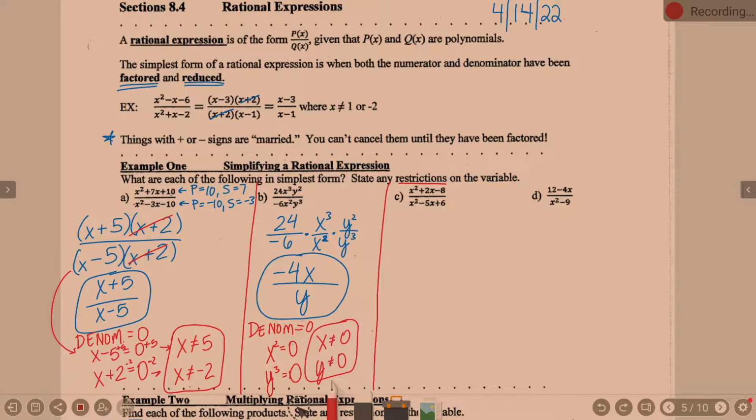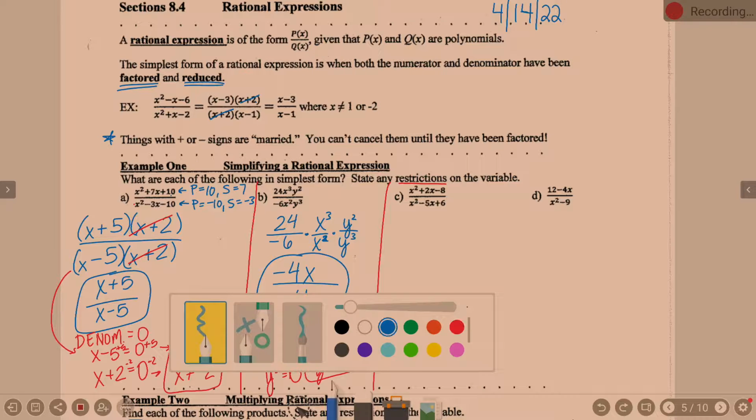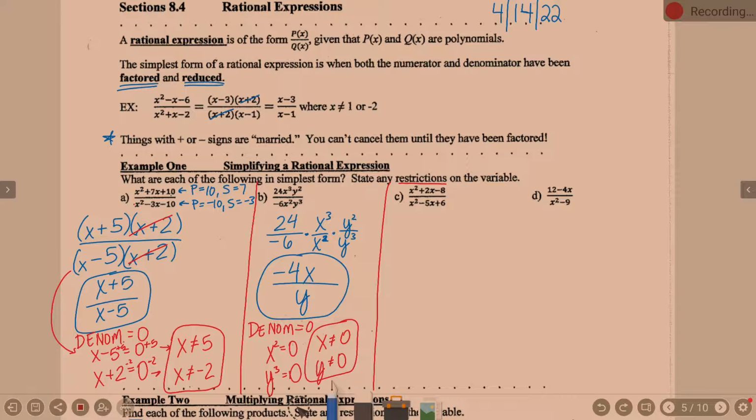Ready to try C? I'm making you practice these factoring skills today. That's the big deal. X squared plus 2x minus 8 over x squared minus 5x plus 6. Can I just cancel my x squareds? No, because they're added and subtracted to other terms. I can only cancel factors, pieces that are multiplied.